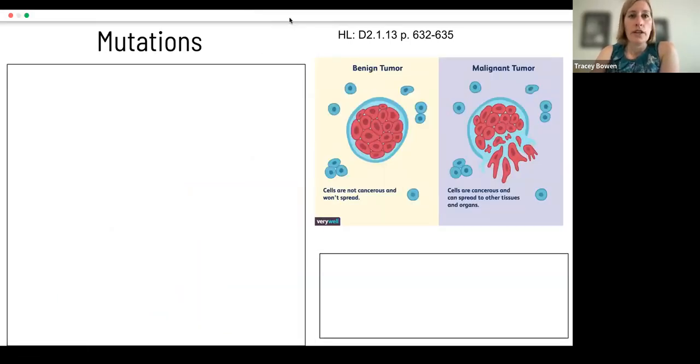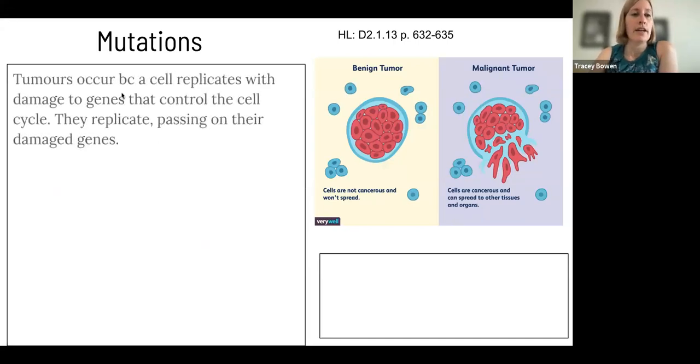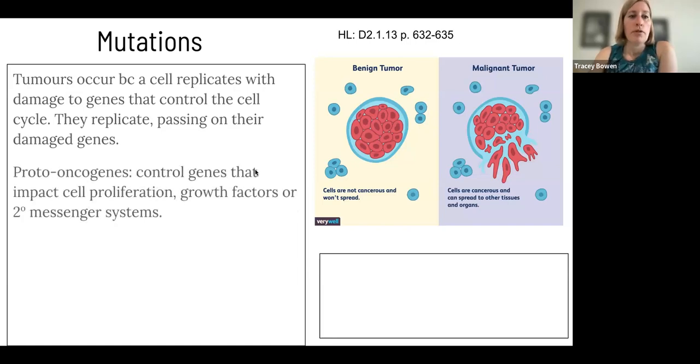Mutations, we know of this likely as cancer, and mutations can occur to our DNA. Tumors occur because a cell replicates with damage to the genetic material, the genes, that control the cell cycle. They replicate, passing on their damaged genes. Proto-oncogenes are control genes that impact cell proliferation, growth factors, or secondary messenger systems. And so if these proto-oncogenes are damaged in some way, then they're no longer controlling the cell cycle and they can replicate out of control.